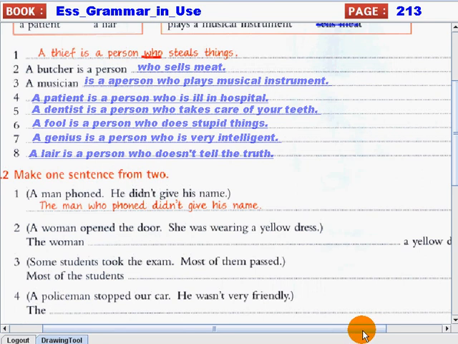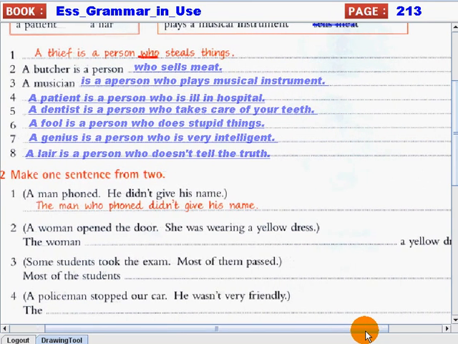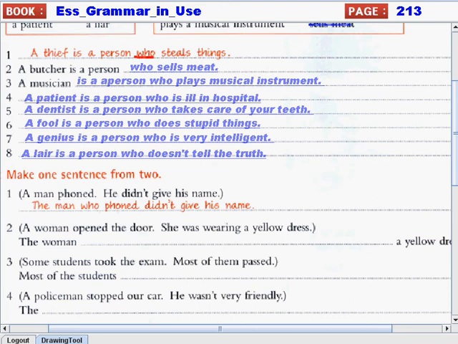Now let's do activity 101.2. Make one sentence out of two sentences that are given here, like the one in number 1. We have the sentences: a man phoned and he didn't give his name. We will make it one using a relative pronoun. And we have here the word who. The man who phoned didn't give his name.